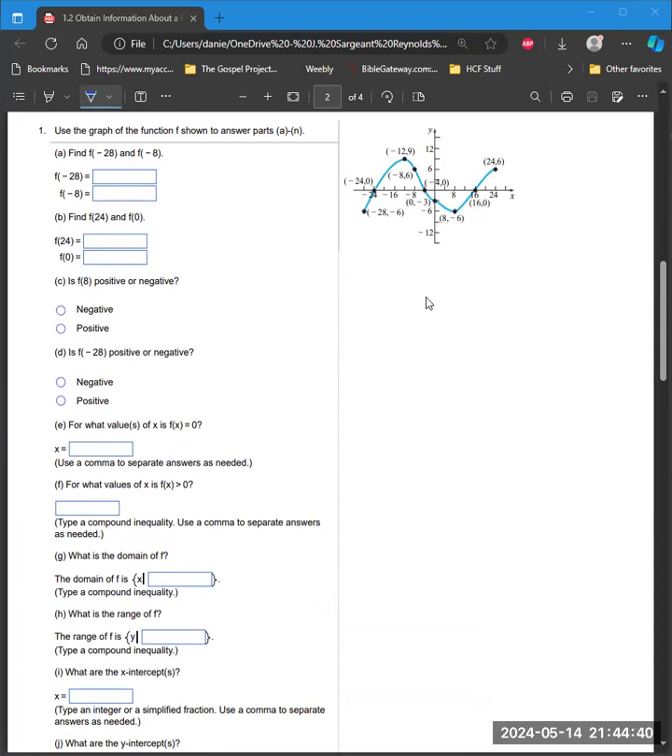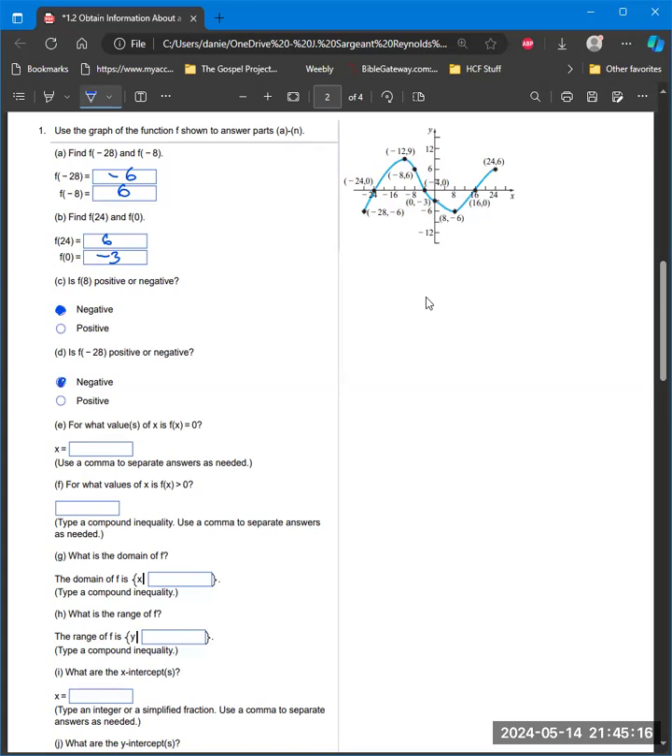Let's find f of negative 28. So when x is negative 28, y is negative 6. Now let's find f of negative 8. When x is negative 8, y is positive 6. F of 24 is 6. F of 0 is negative 3. F of 8 is negative 6. F of negative 28 is also negative 6.